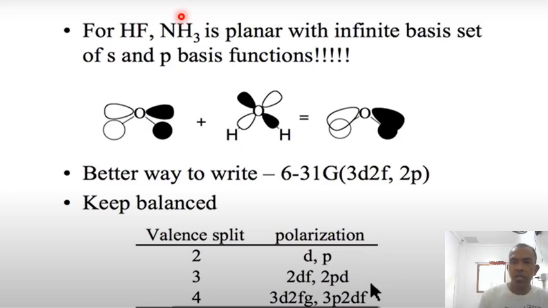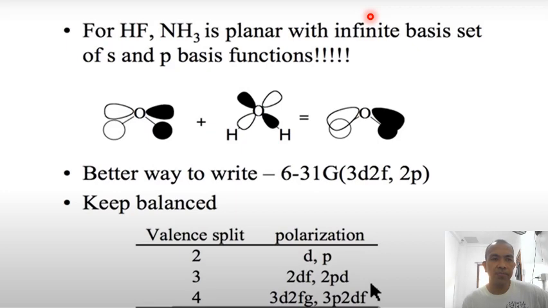So here's an interesting observation. If you do the Hartree-Fock calculation, this is no longer hydrogen fluoride, this is Hartree-Fock, just looking at how to do it on ammonia, but we're going to use 6-31G, and an infinite basis set of s and p basis functions.